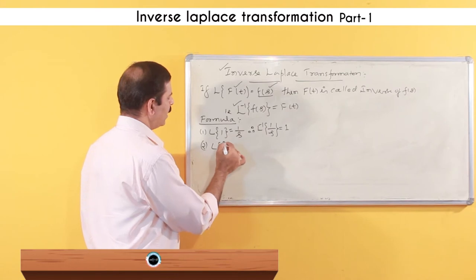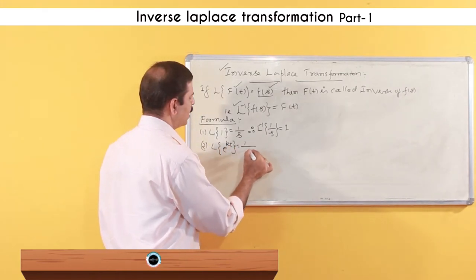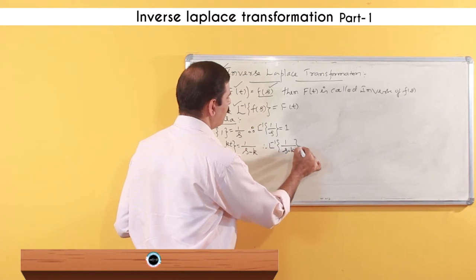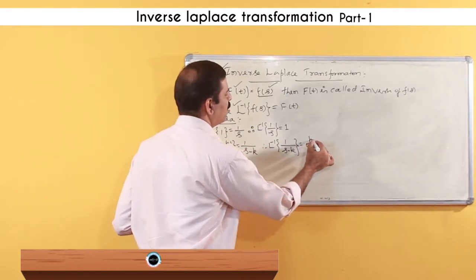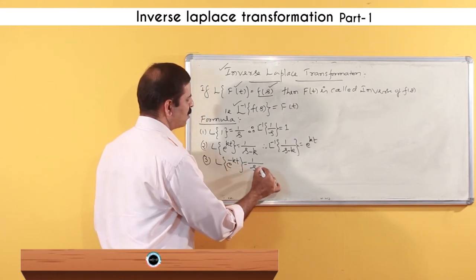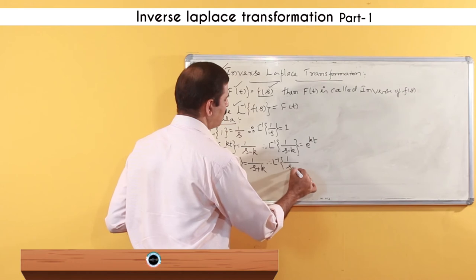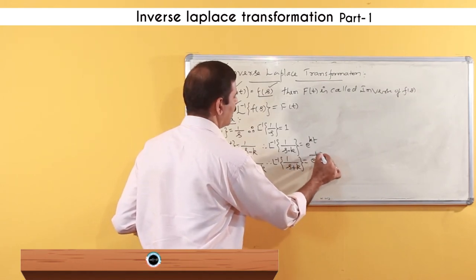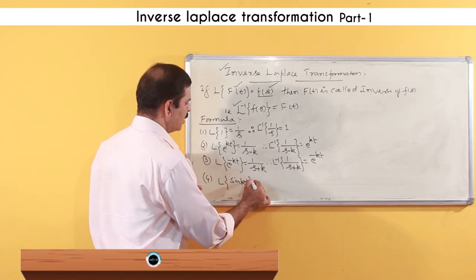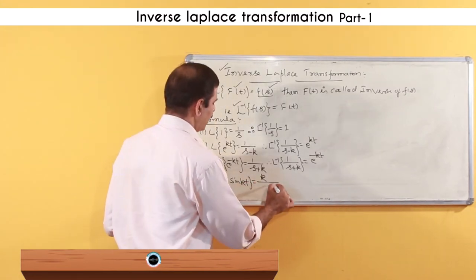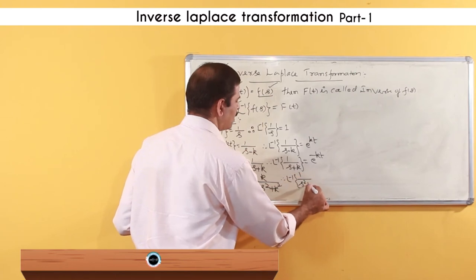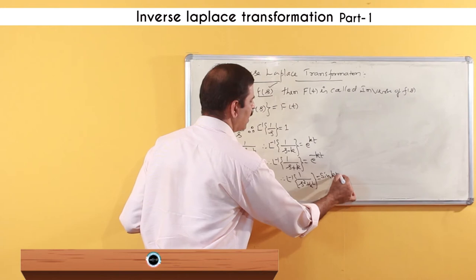Second one, Laplace of e power kt, we have studied, is nothing but 1 by s minus k. Therefore, Laplace inverse of 1 by s minus k is equal to e to the power kt. Similarly, Laplace of e to the power minus kt is equal to 1 by s plus k. Therefore, Laplace inverse of 1 by s plus k is equal to e to the power minus kt. Now, the fourth one, Laplace of sine kt is equal to k divided by s square plus k square. Therefore, Laplace inverse of 1 by s square plus k square is equal to sine kt divided by k.